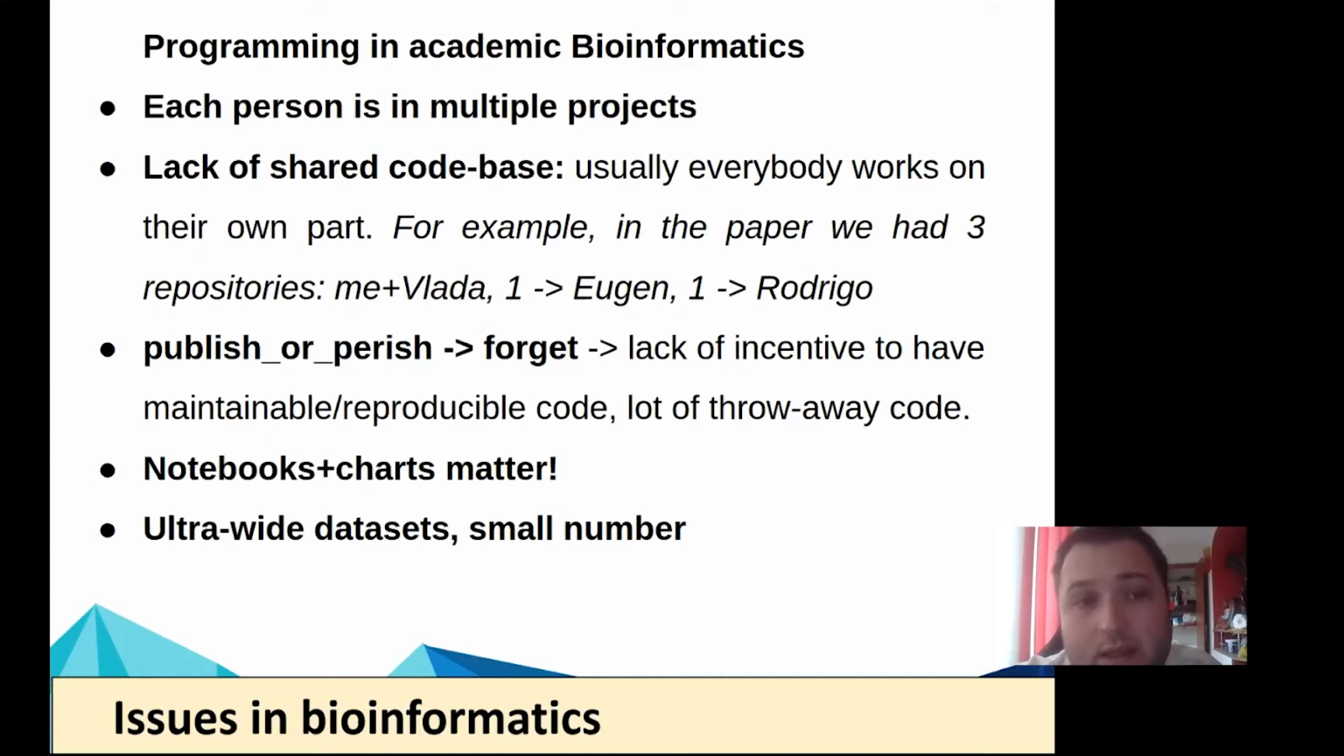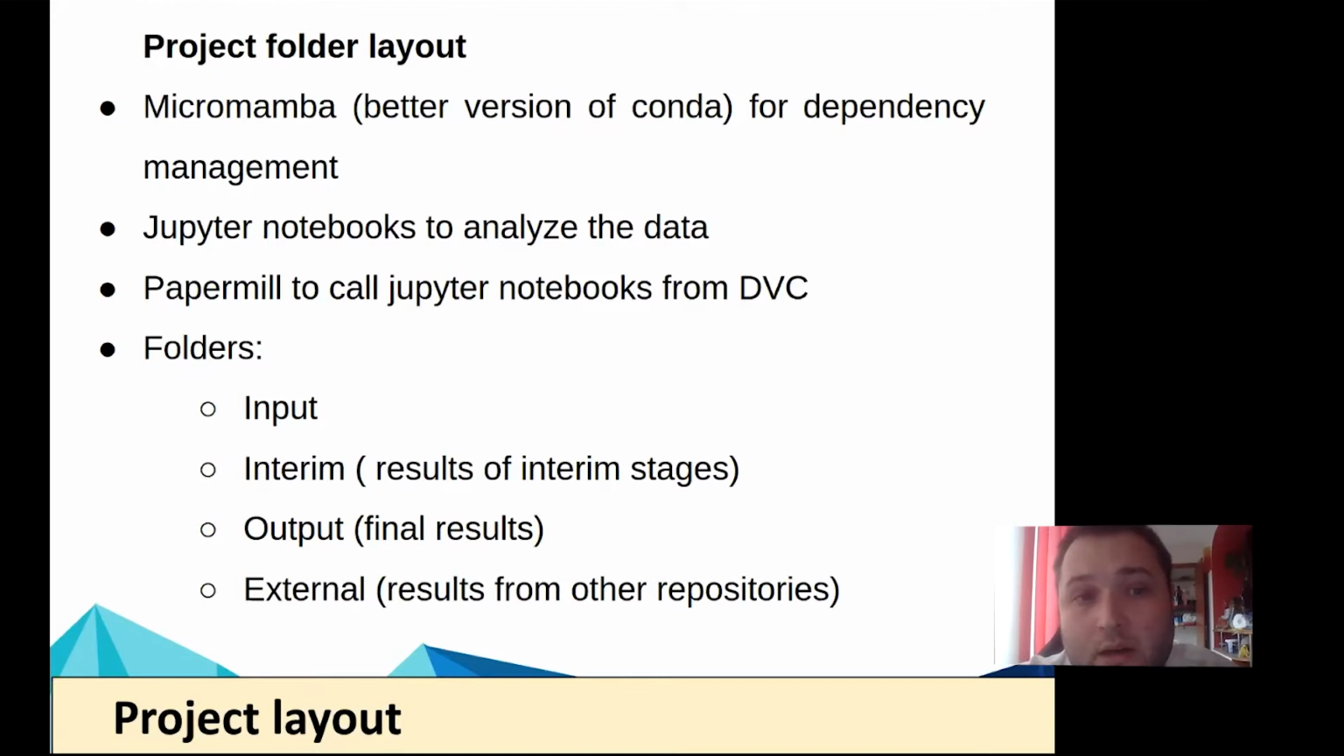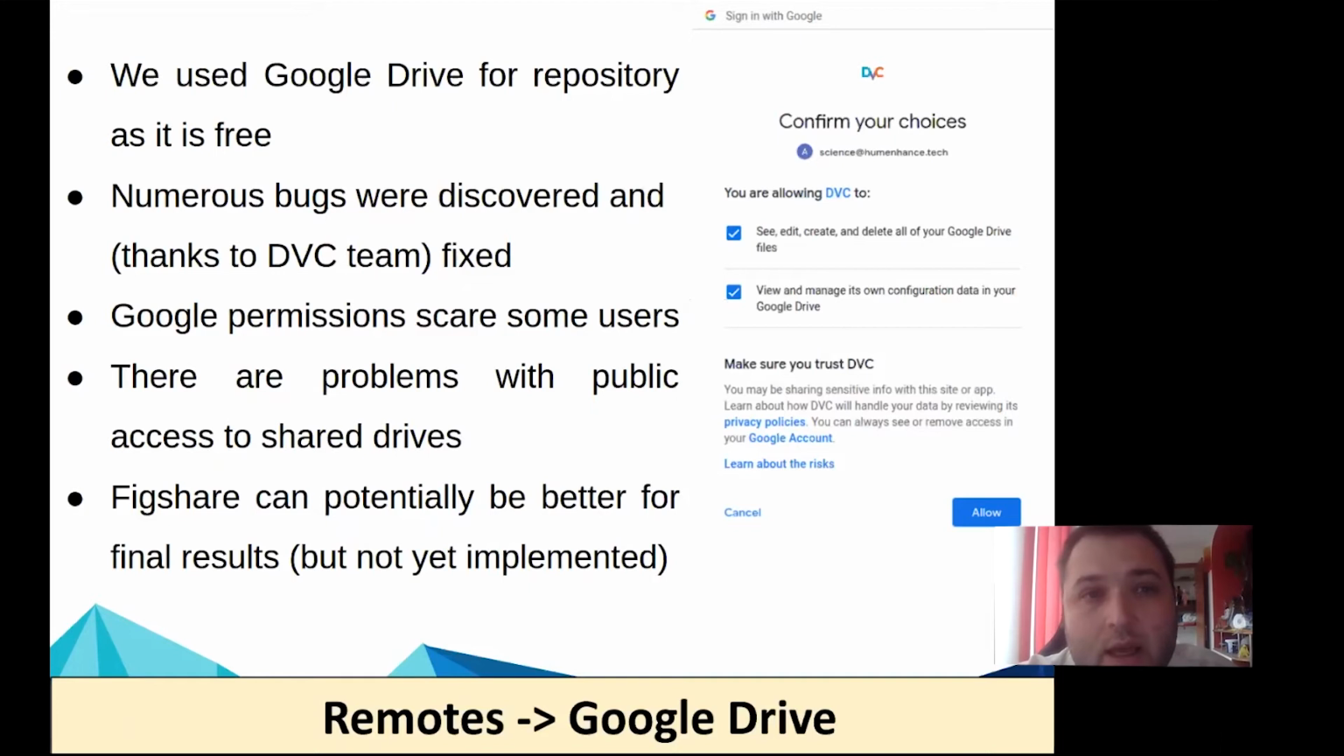And of course, the last thing is specifics of data sets that are wide but have a small number of samples. And we used micromamba/conda to manage dependencies. And we called notebooks from DVC. And we used Google Drive as the DVC remote. And by that time, it was an early version of DVC.